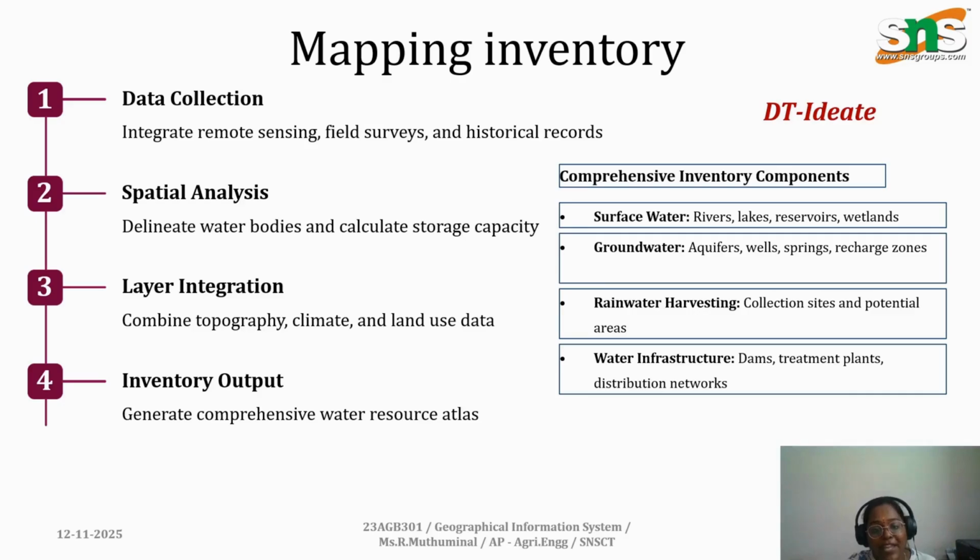The next one is mapping inventory. As I have said, the mapping inventory could be done by considering the water inventory components like surface water, groundwater, rainwater harvesting and water infrastructure. Initially we have to collect the data by integrating remote sensing, field surveys and historical records. Then we analyze them under spatial analysis, where the delineated water bodies could be analyzed, and we integrate the layers by combining topography, climatic factors and land use data. Then we come up with an inventory output that will help us generate a comprehensive water resources atlas.